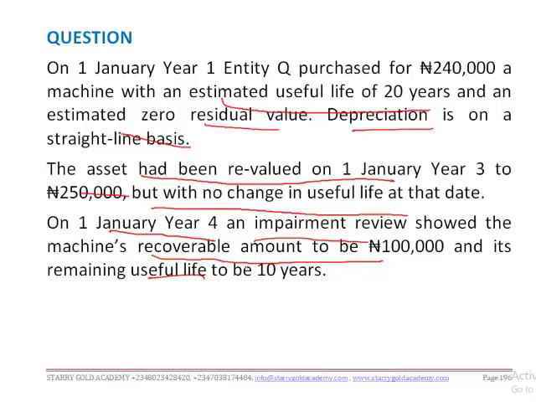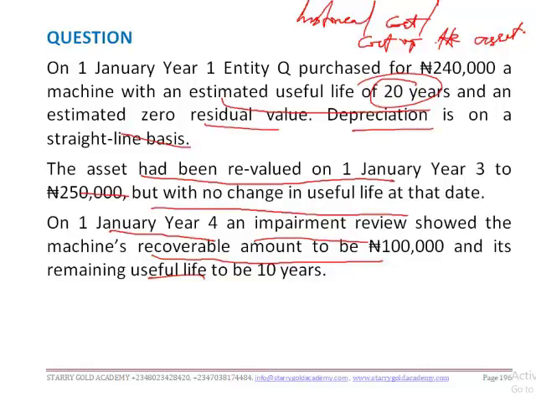Are we together? Now, on 1st January year 1, the entity purchased the machine. This is the cost, or let's take it as historical cost, the cost of the asset at the date of purchase. And we are told that it has an estimated useful life of 20 years. So 240,000 divided by 20, we have 12,000. Kindly punch your calculator to confirm that figure. And we are also told that depreciation is on a straight line basis, which we have done here.